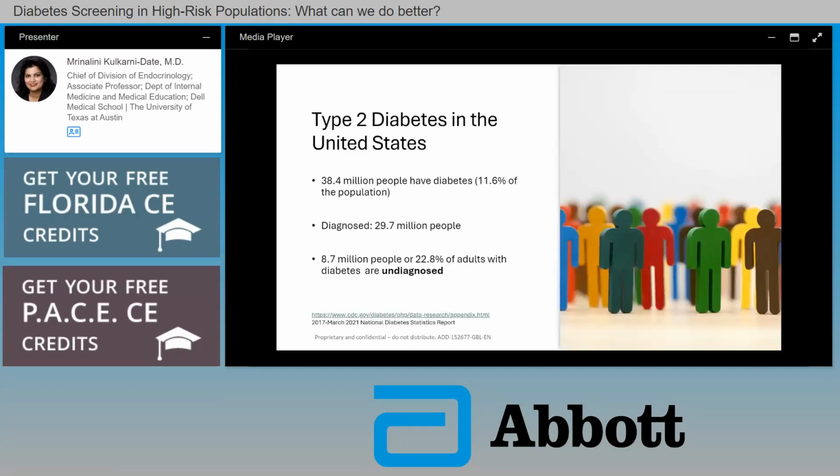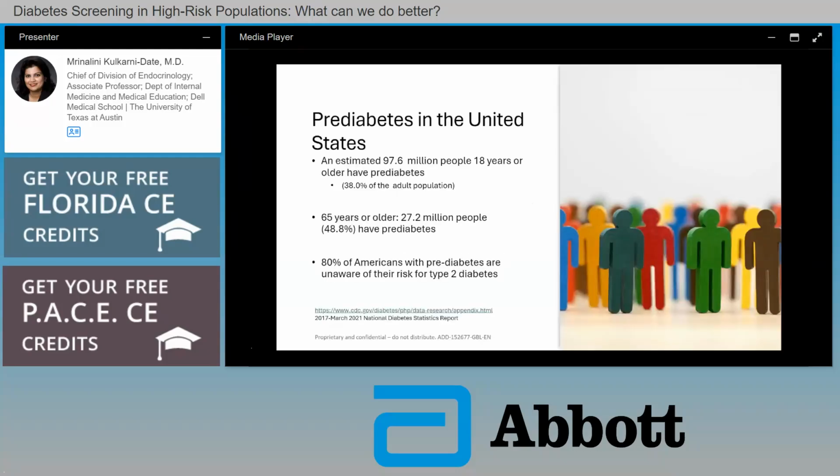So let's first start by talking a little bit about type 2 diabetes in the United States. So we know that 38.4 million people have diabetes. That's 11.6% of the population. And of those, 29.7 million people have the diagnosis. They have a known diagnosis. However, that leaves about 8.7 million or 22.8% of adults with diabetes that is undiagnosed. So those are folks that don't know they have diabetes. We don't know that they have diabetes. They're not coming into the health center or something else is happening and they have not been diagnosed.